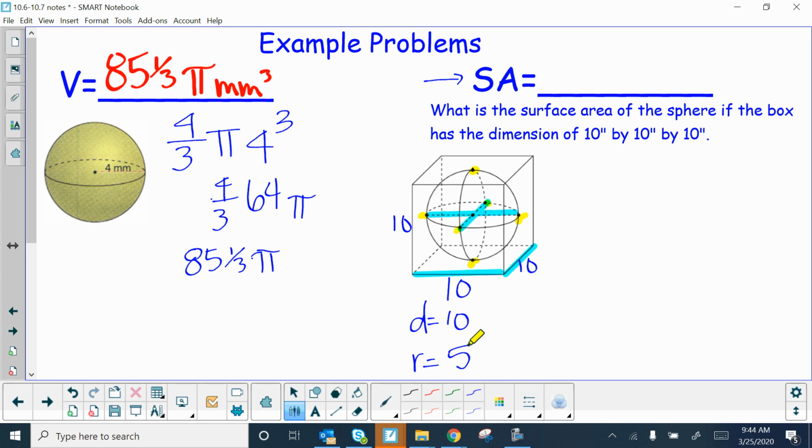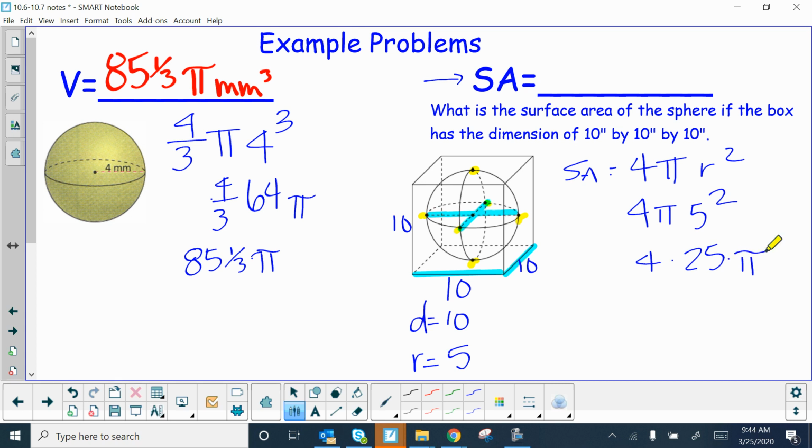So now we want to write down our formula for surface area, 4 pi r squared, which r we just said was 5 squared. So we know that that's 25. We have a 4 out in front. I'm going to move the pi to the end because I like to leave my answer in terms of pi, 100 pi. So the surface area of the sphere inside that box is 100 pi inches squared because we're doing surface area. Let's go to the next one.